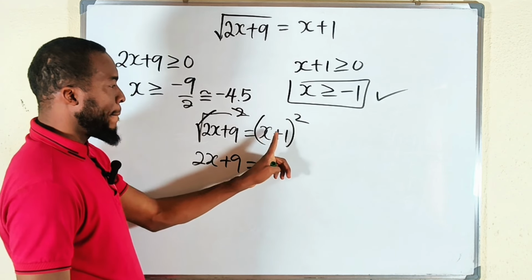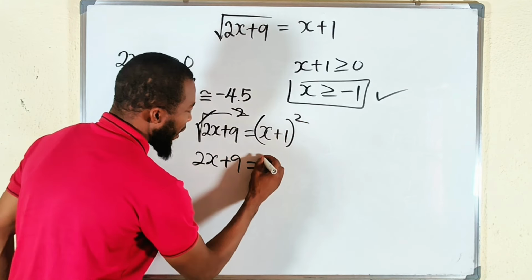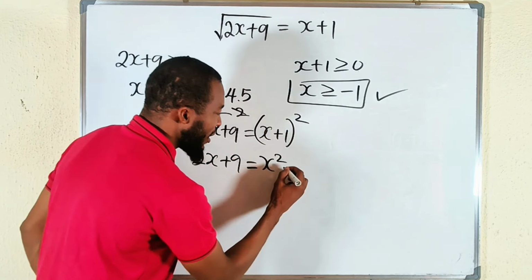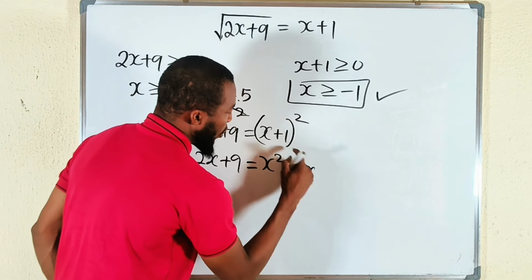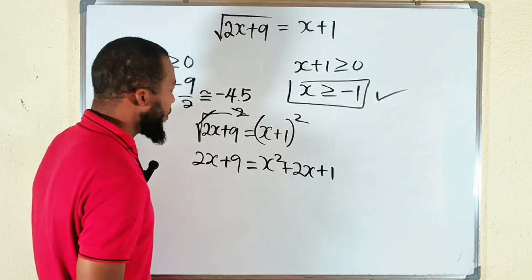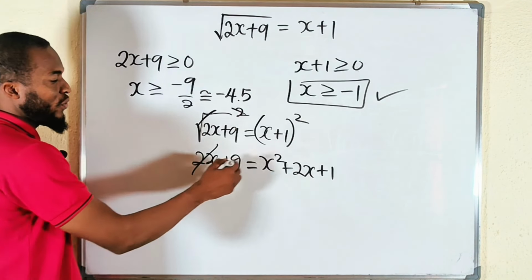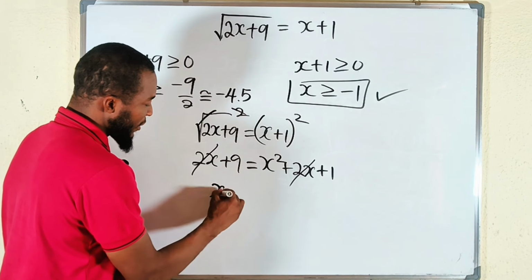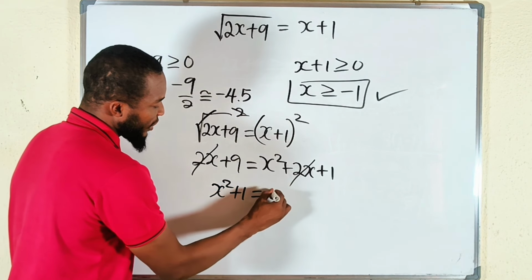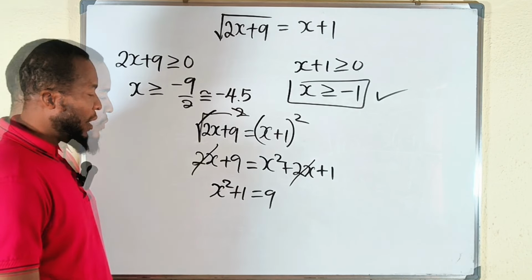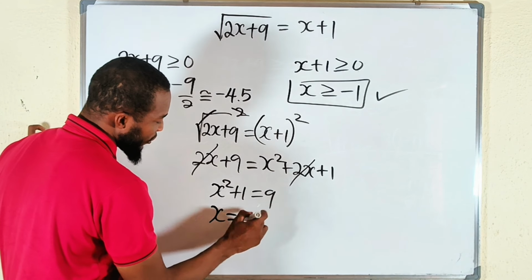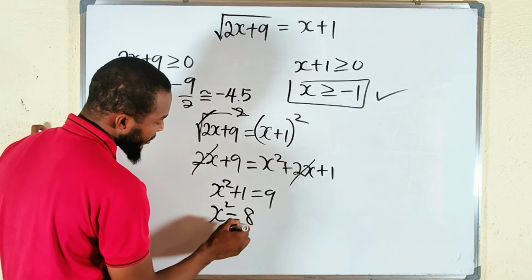expand this. First term squared, that is x squared. 2 times x times 1 will give us 2x. 1 squared is 1. This is the expansion. From left to right, you can subtract 2x. So you have 9 equal to x squared plus 1. Now subtract 1 from both sides. x squared will be equal to 9 minus 1, which is 8.